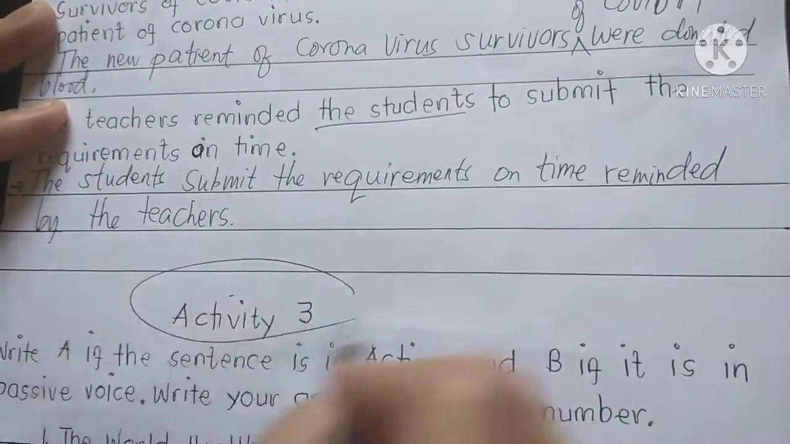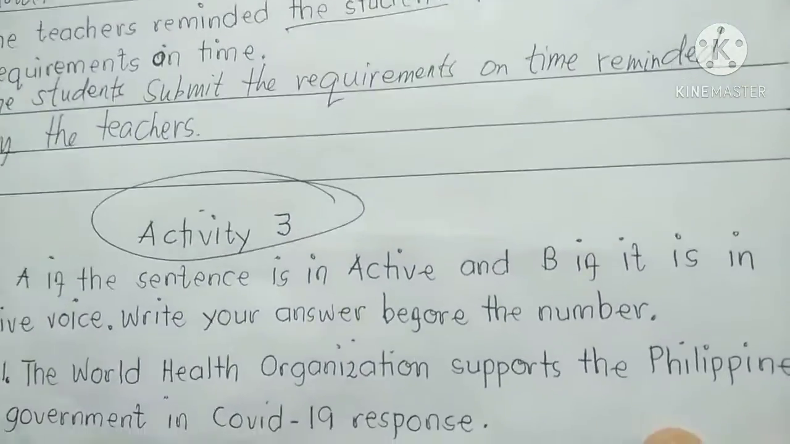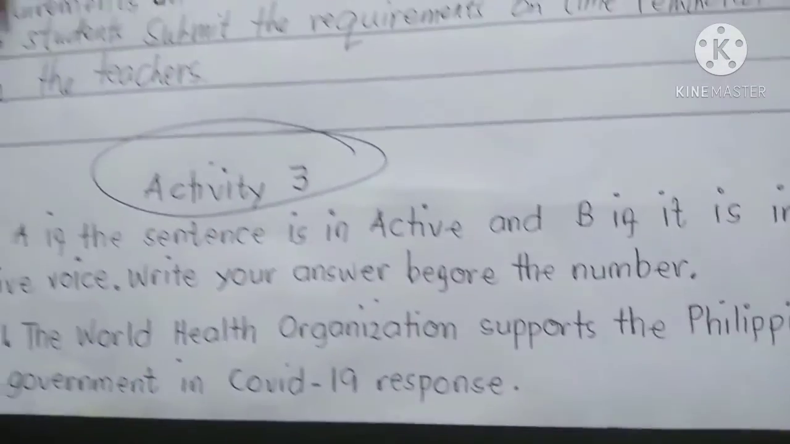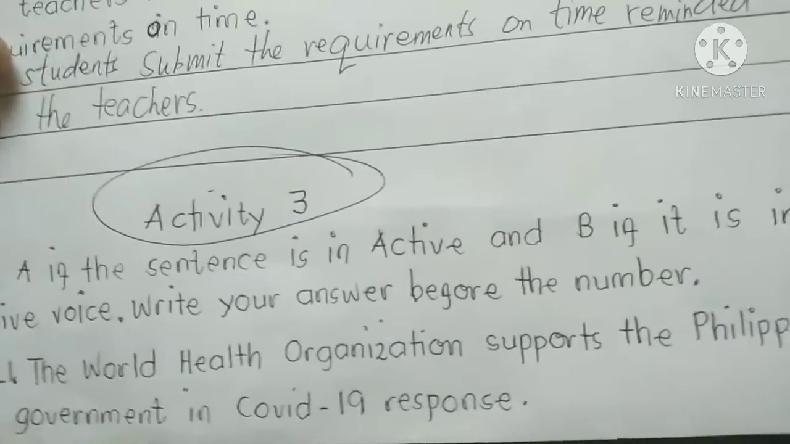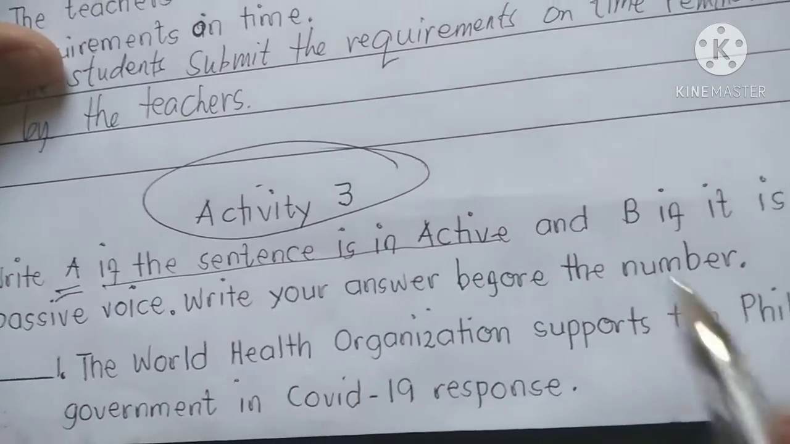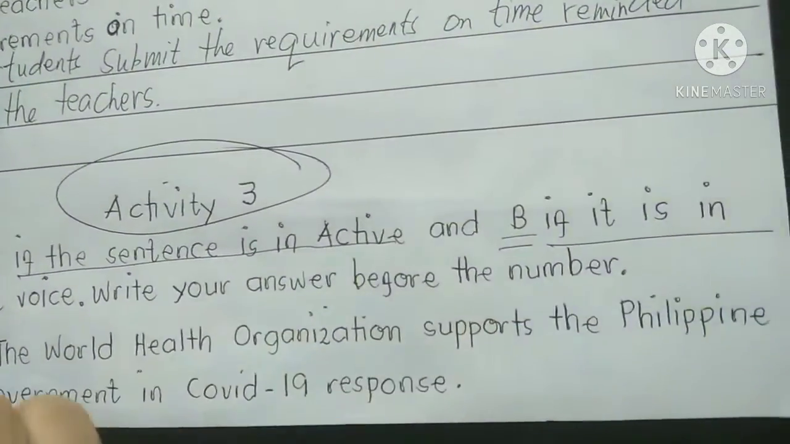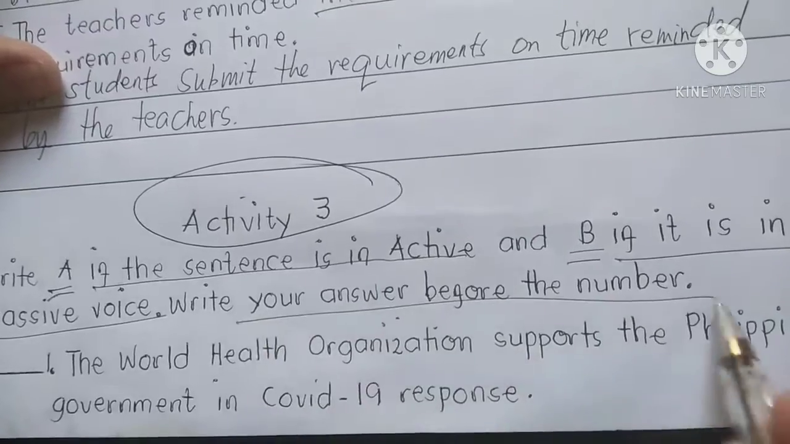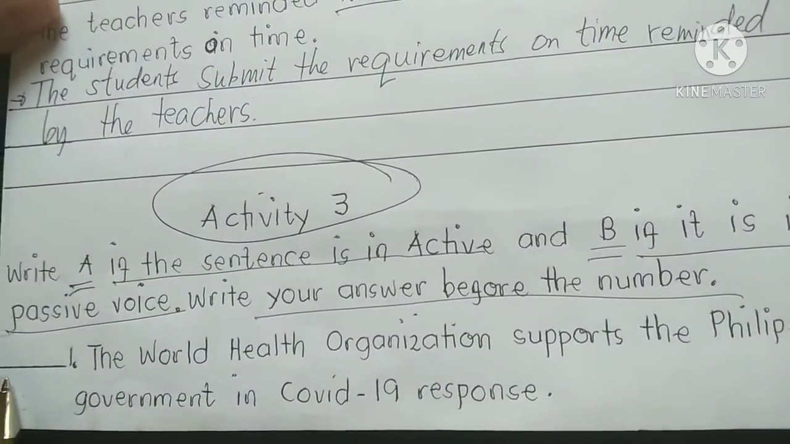Let's proceed to activity 3. Hope you follow, my dear viewers. This is for module 7 and grade 7. We're going to write A if the sentence is in the active, and B if it is in the passive voice. Write your answer before the number on the space provided.